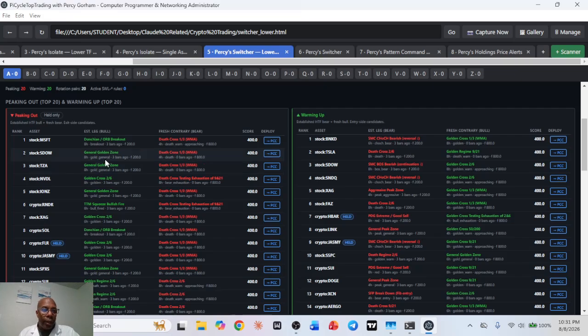Now, sometimes you see one asset here over here. Okay. For example, Jasmine is here, 4 hour, 4 hour. So it could potentially peak out, which means with Jasmine, we have a golden cross of the 2 and the 6. Confirmed. Beautiful. And the death cross of the 1 and the 3 on the 4 hour time frame can temporarily disrupt the upward momentum.